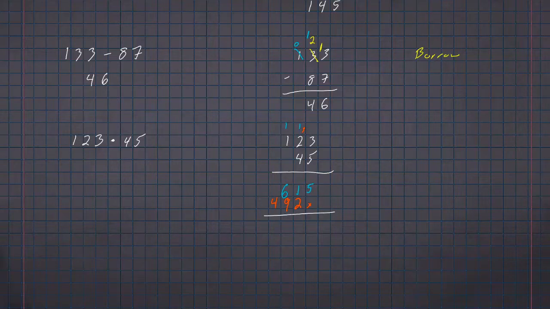Finally, now that I have this, I add all of the digits together. 5 and nothing is 5. 1 and 2 is 3. 6 and 9 is 15. I write down the 5 and carry the 1. 1 and 4 is 5. So 123 times 45 is 5,535.